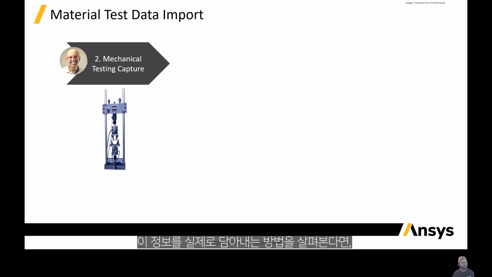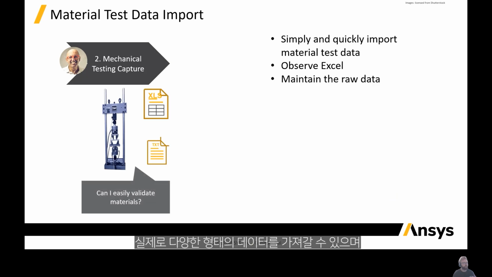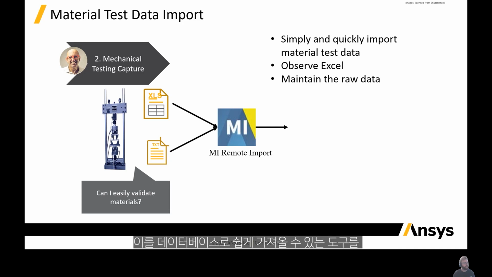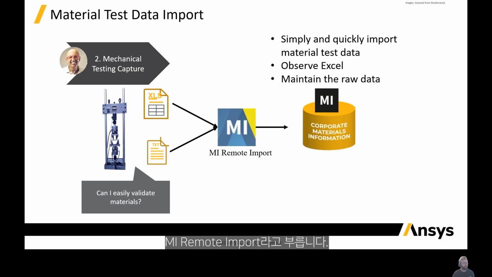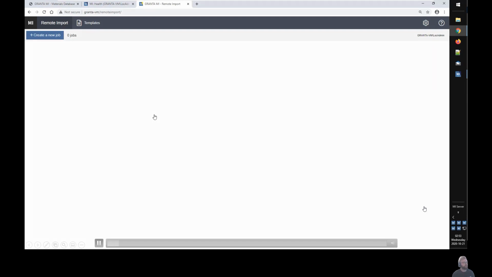So if we take a look at how we actually capture this data, can I easily capture and validate this? What we're going to do is take data in a variety of formats, basically any machine readable text-based format. There's a tool that enables us to bring that easily into our database called MI Remote Import. The next phase of what we're showing here is just the ability to use tools that organizations commonly use, like Excel. That's what we're going to use in this instance.